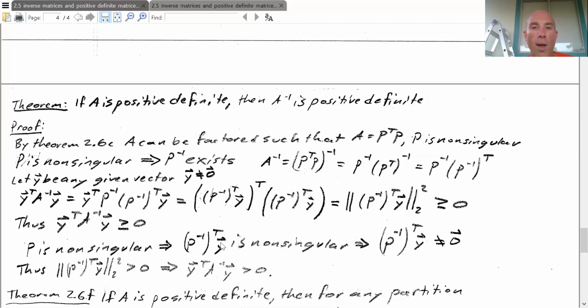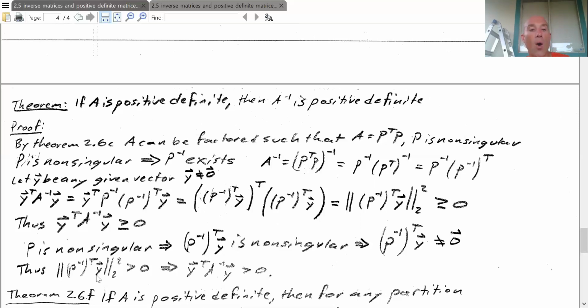This y is incorrect. I apologize. That should not be there. All right, so pretend that this y is not here. Then P inverse transpose is non-singular also. That's from a previous part of the textbook. Therefore, when I multiply, I cannot get the 0 vector unless y is equal to 0. But by assumption, y does not equal 0. Therefore, this cannot equal 0.